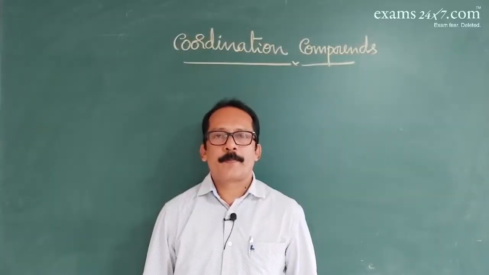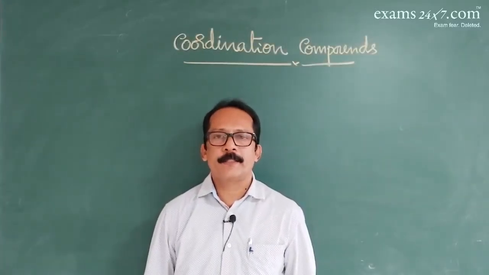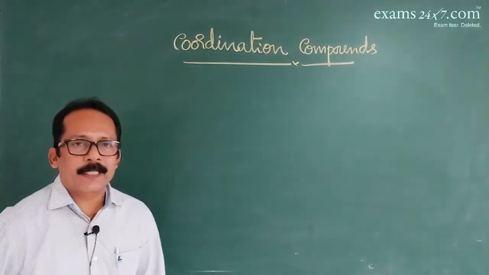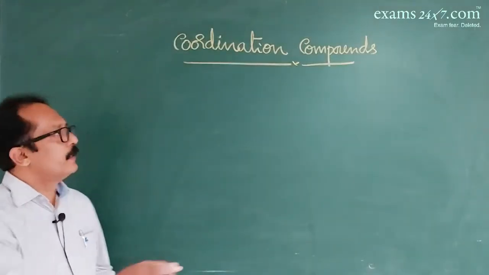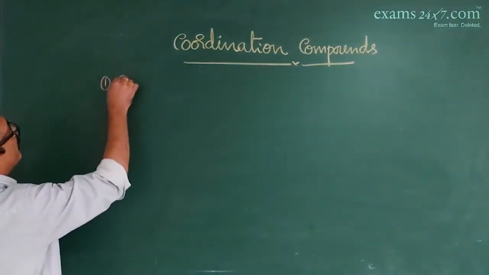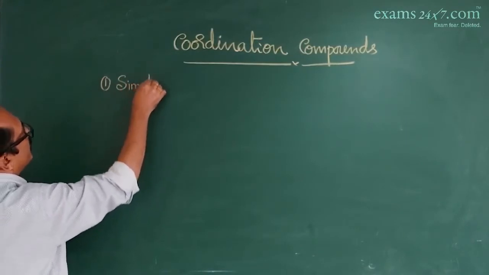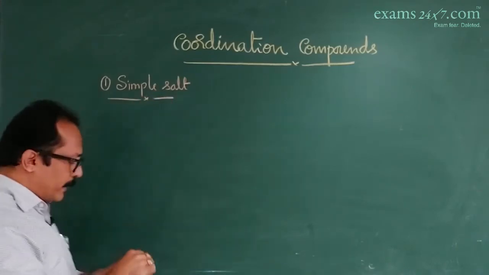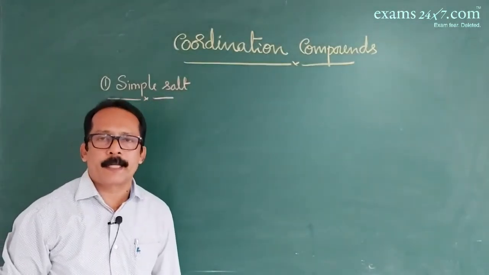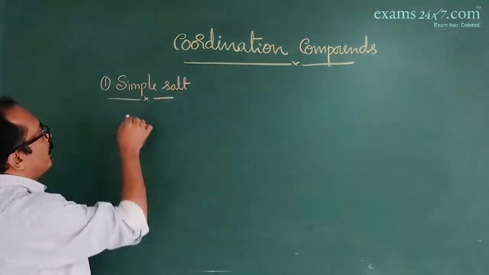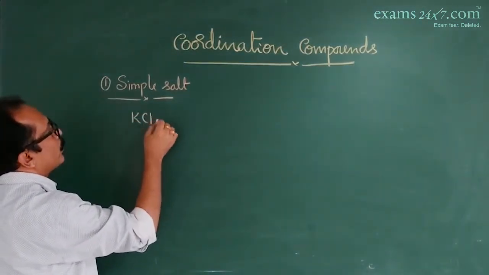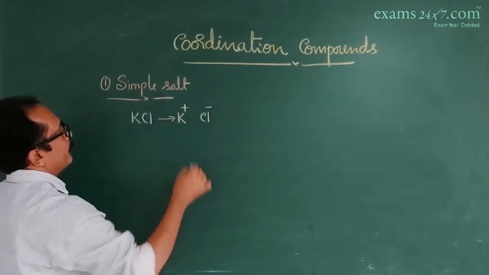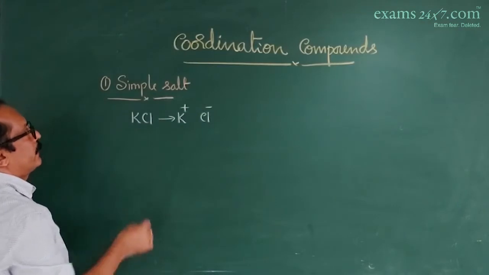Hello students, today's topic from inorganic chemistry, coordination compounds. So inorganic compounds are classified into three types. They are simple salts, double salts and coordination compounds or complex compounds. A simple salt is one which is made up of one basic radical and one acid radical. For example, potassium chloride. It contains K plus as basic radical and Cl minus as acid radical.